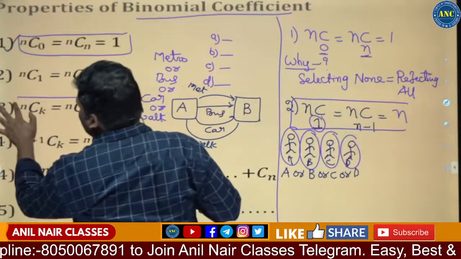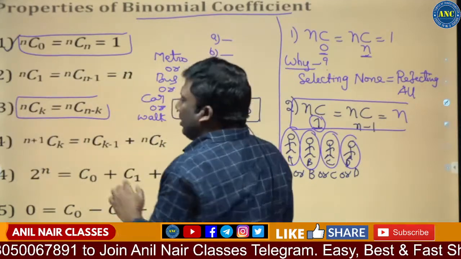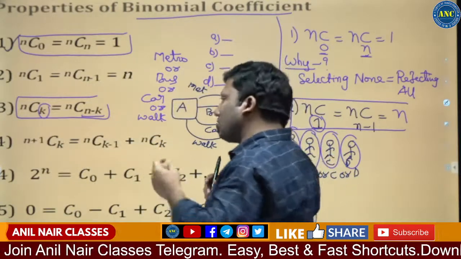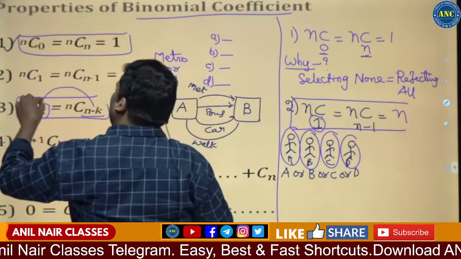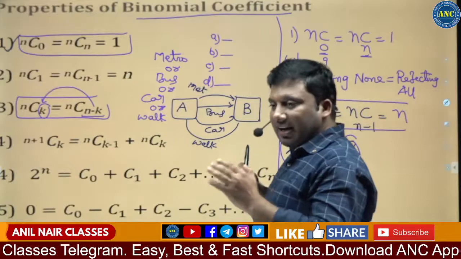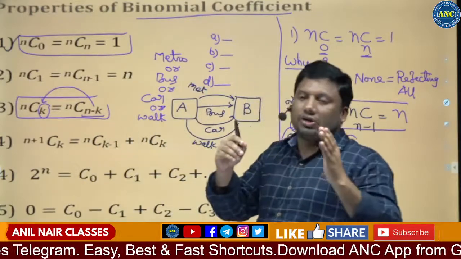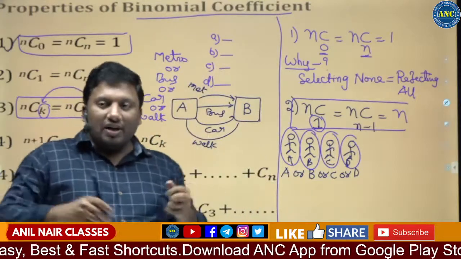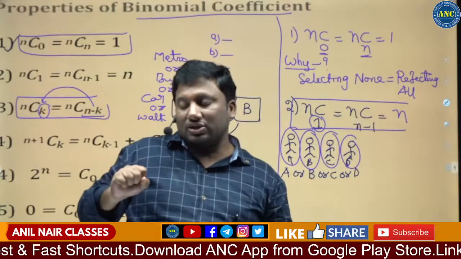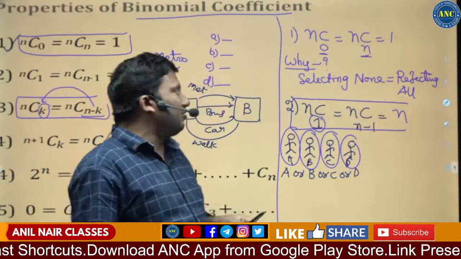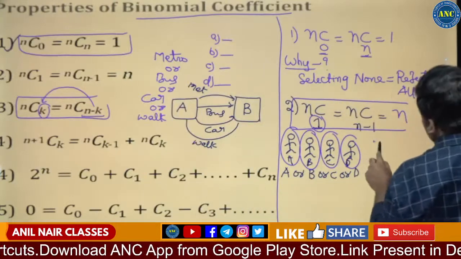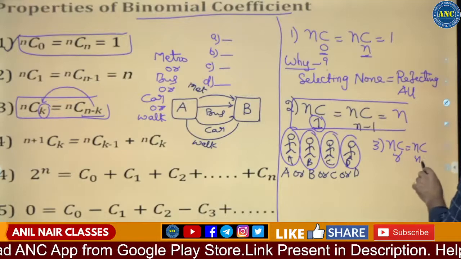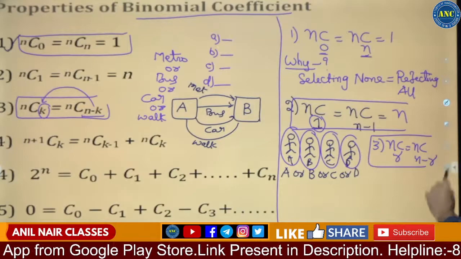Third point, the proof for the third one will also come. Out of n, if I am selecting k, that means I am rejecting n minus k. The reverse is also true: if I am selecting n minus k, that means I am rejecting k. Selecting a few is equivalent to rejecting the other few. Out of 8 people, if I am selecting 3, I am rejecting 5. If I am selecting 5, I am rejecting 3. That is the third proof: nCr is equivalent to nC(n minus r). I hope the third one is also clear to you.